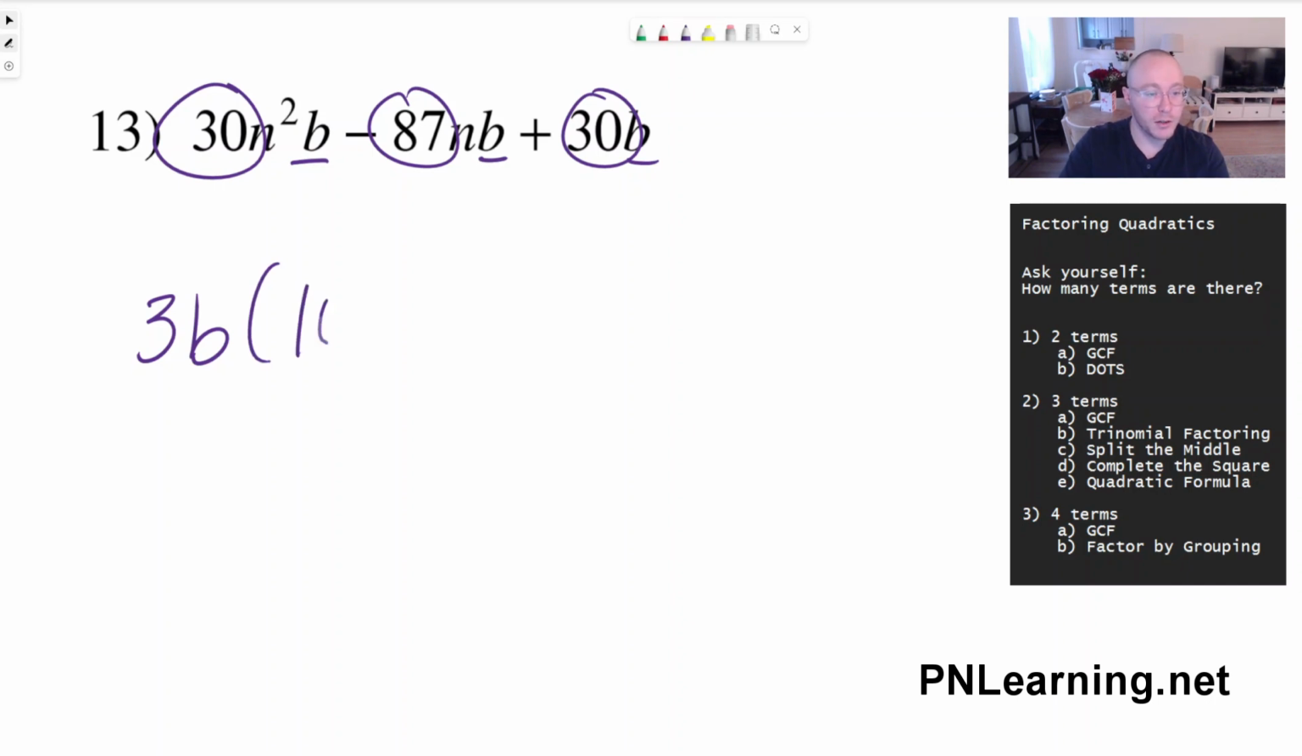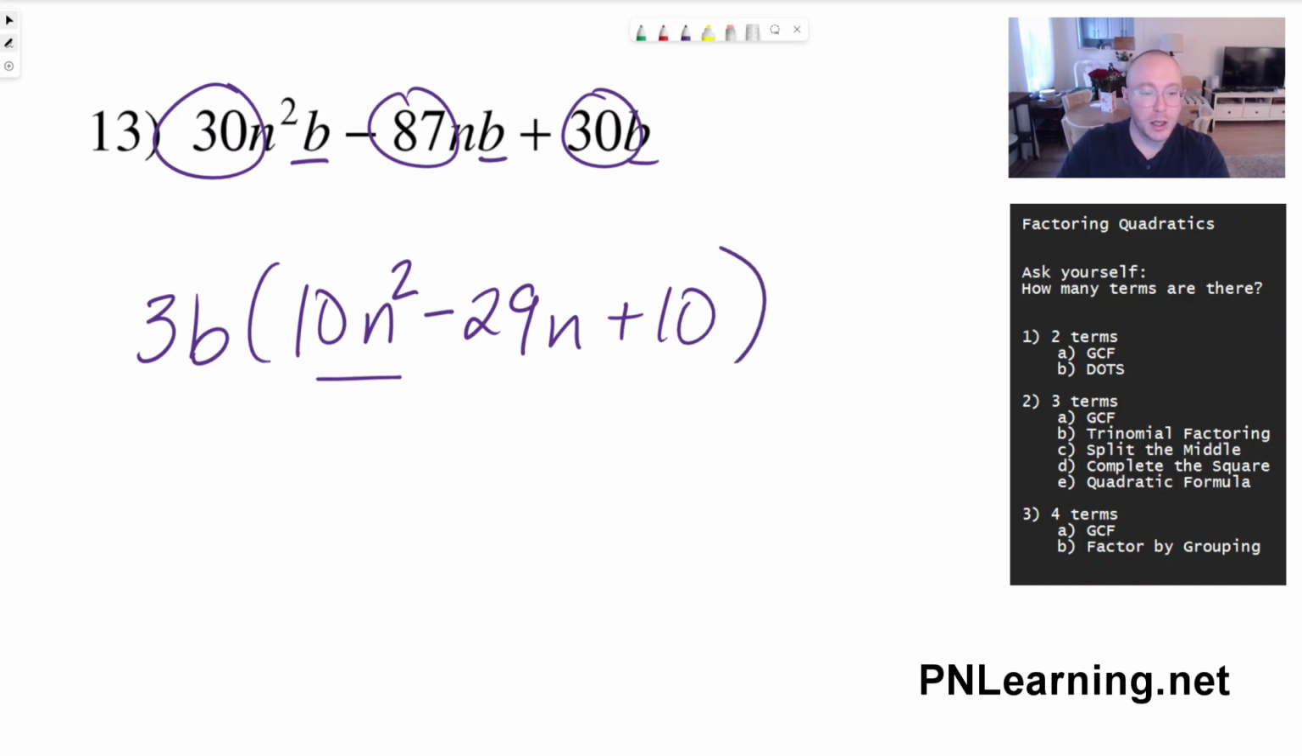30 divided by 3 is 10, and n squared b divided by b, the b's will cancel, and we'll just have n squared. Negative 87 divided by 3, I think that would be what? 3 goes into 8 twice, and then you'd have a remainder of 2, 7, so 3 goes into 27 9 times. That looks like we'll have a negative 29. And b divided by b would cancel, leaving you with negative 29n. And let's see here, 30b divided by 3b, that will just leave us with 10. The b's cancel out. Okay, so we've taken out 3b, and we have a trinomial. Can we factor that further?